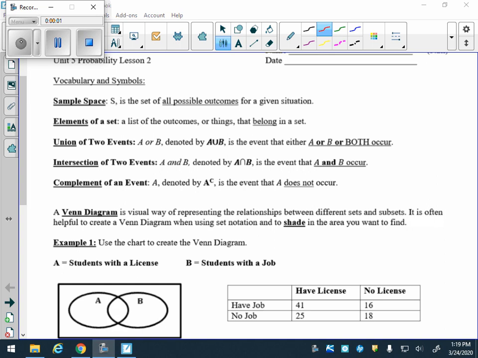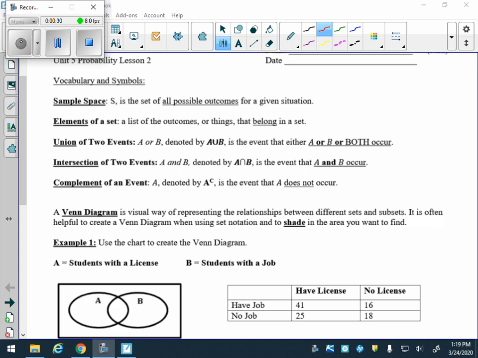You guys, this is the next lesson on probability. We're actually getting into the Venn diagrams. We talked a little bit about it last time with two-way tables and conditional, but here we're going to get into more specifics. So the sample space, denoted as S, is a set of all possible outcomes for a given situation. The elements are the list of all the outcomes or things that belong in a set.